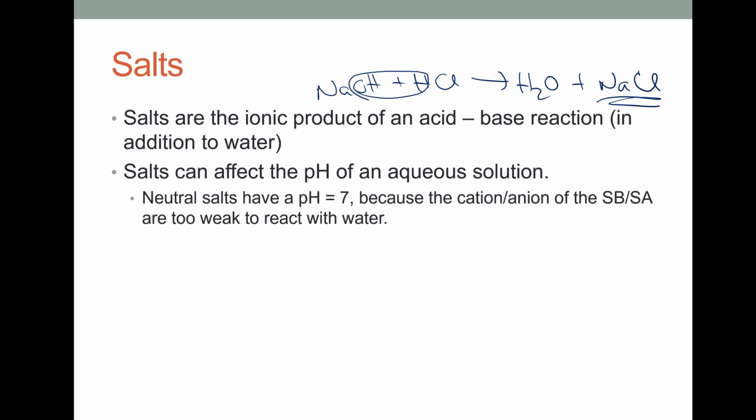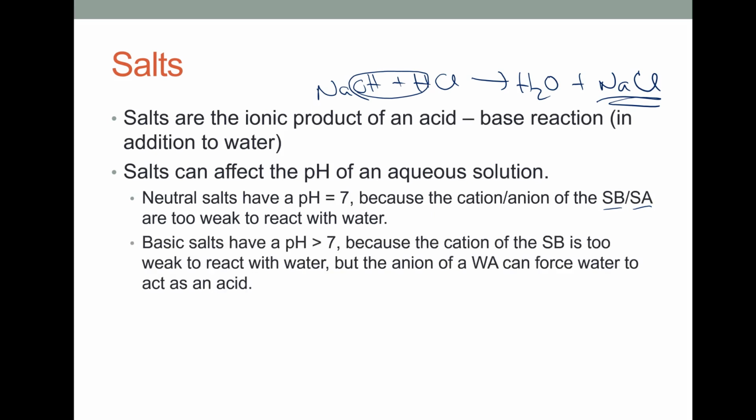If it's a neutral salt, it has a pH of 7, and that's because it comes from a strong base and a strong acid, and the conjugate base and conjugate acid of those are too weak to react with water. So it is completely neutral. Basic salts have a pH greater than 7 because the cation of the strong base is too weak to react with water, but the anion coming from a weak acid can force water to act as an acid and donate a proton, and it changes the pH.